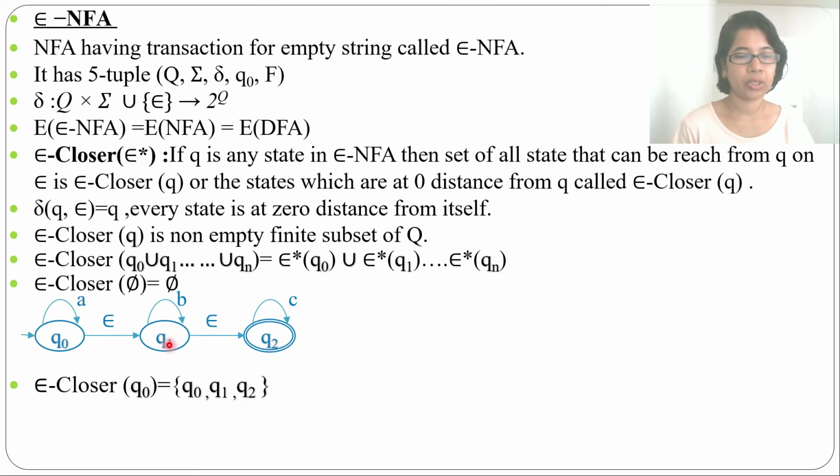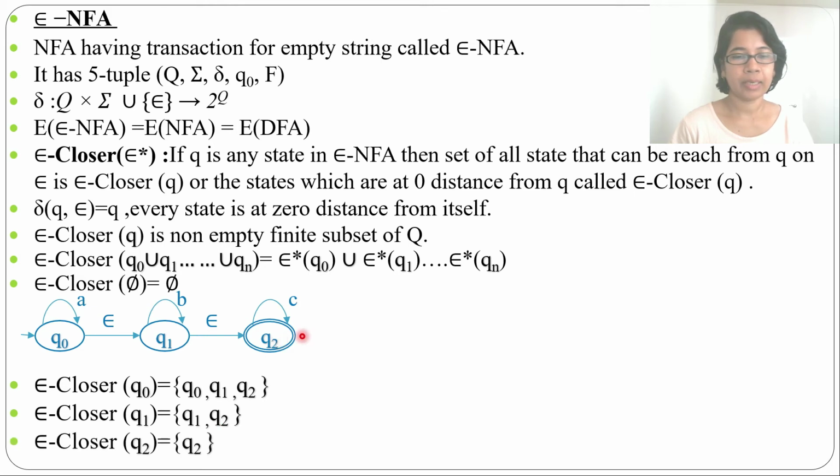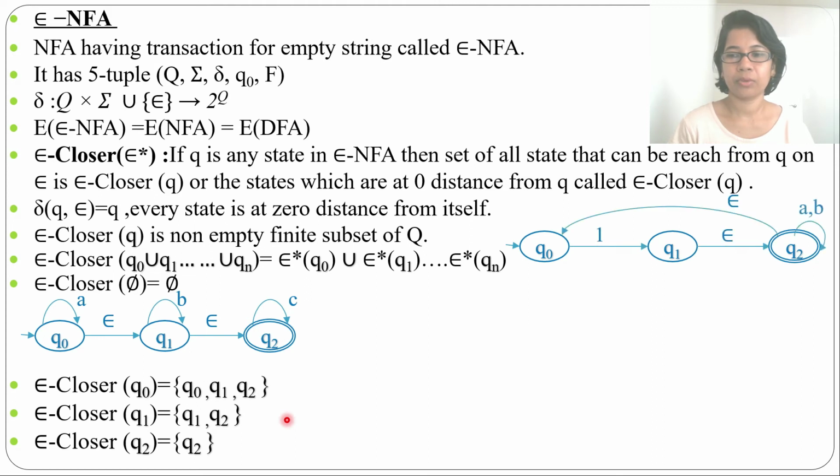Then E-closure of Q1 will be Q1 itself plus Q2. So E-closure of Q1 is Q1, Q2. Then E-closure of Q2 will be Q2, and there is no epsilon transition, so just Q2 will be the E-closure of Q2. So let's design another, a little bigger graph and find the E-closure, so that you will get more clarity about E-closure. Now this is the graph.